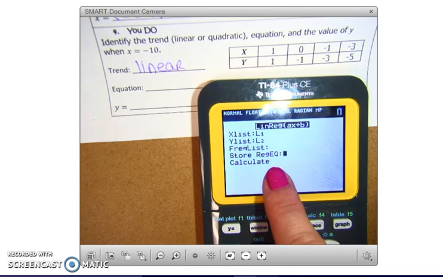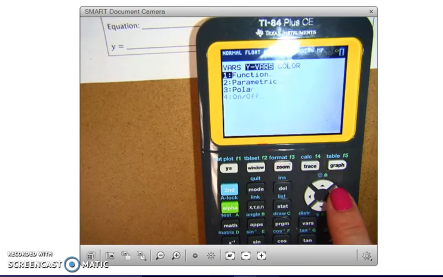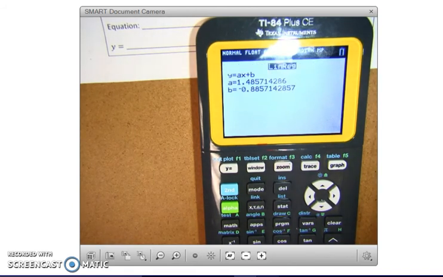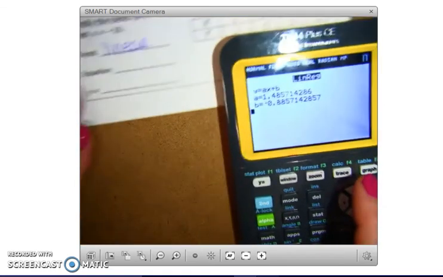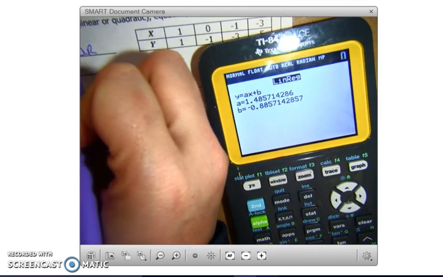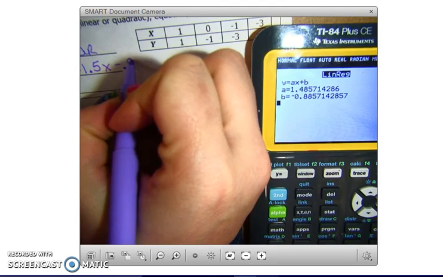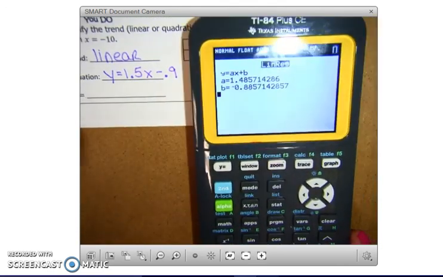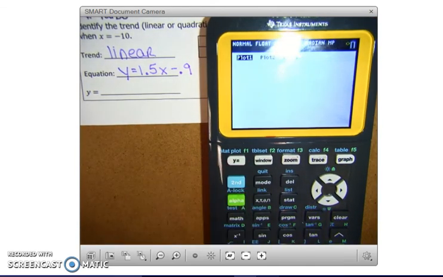We want to store it. So again, hit your vars button next to clear. Go to yvars, function, and y1. Again, we get decimals, but that's okay. Decimals aren't wrong. So my equation just becomes y equals 1.5x minus 0.9. And all I did was round my decimals. You don't have to write every single decimal point out. Now if I go back into y equals, well, my equation is there.